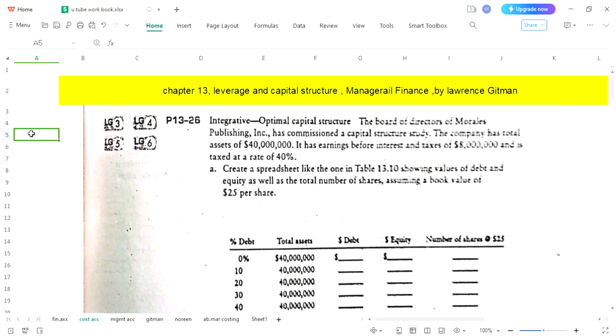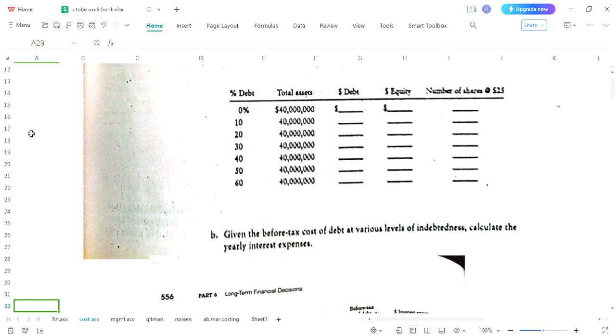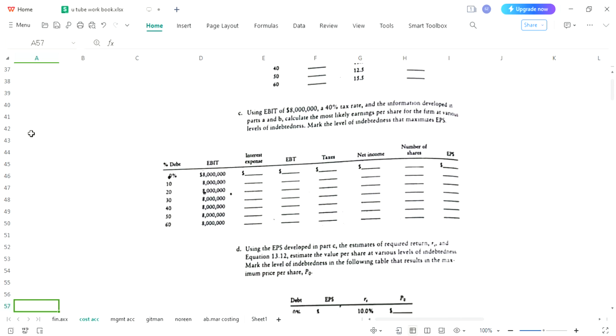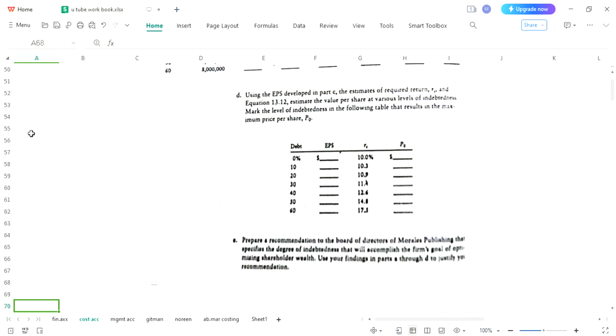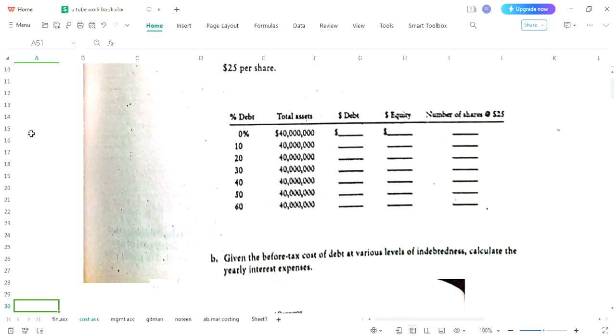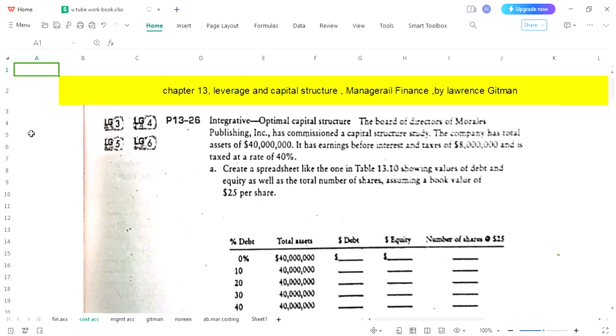You can see that your question starts and keeps going and going, and continuously we need to make several tables. So this is our last requirement. You can see that a lot of tables are mentioned. For example, this first table has the first and second columns filled, and the third, fourth, and fifth columns are blank, and we need to fill those blanks in part A.